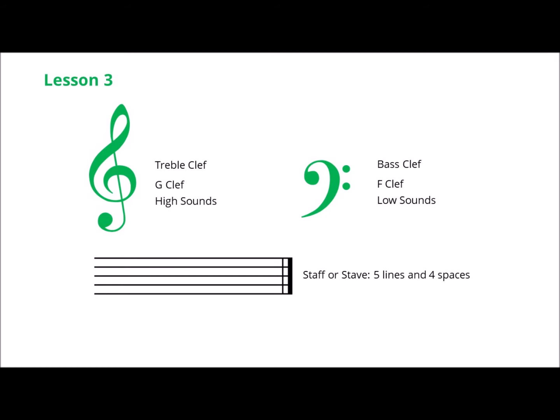It represents high sounds. A bass clef is also known as an F clef because it starts on the second top line and has 2 dots on either side of this same line, which is the note F. It represents low sounds.